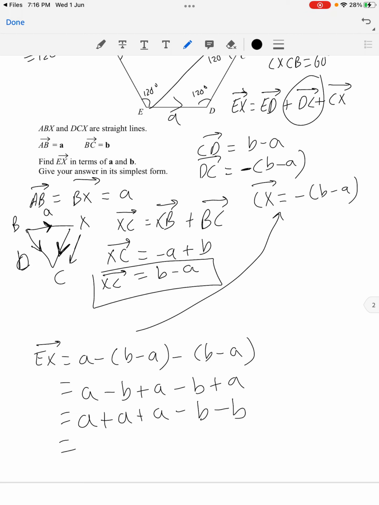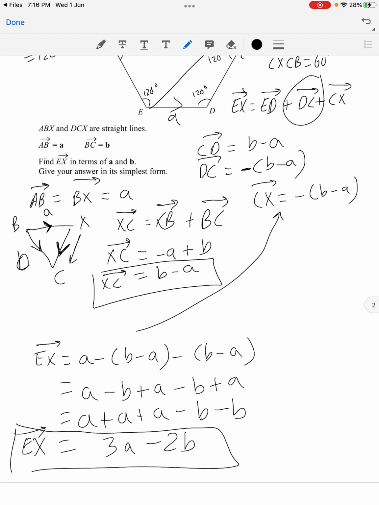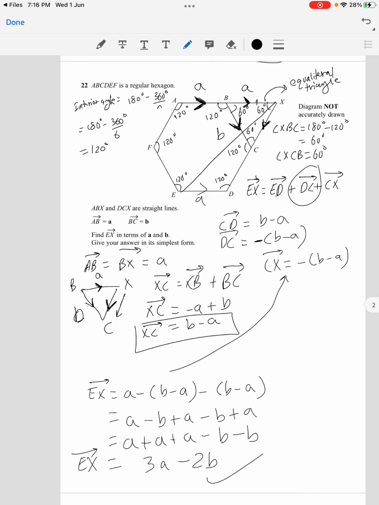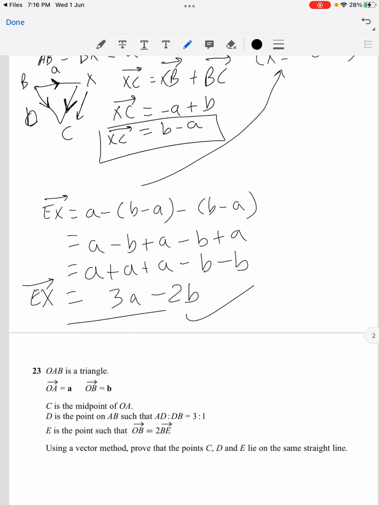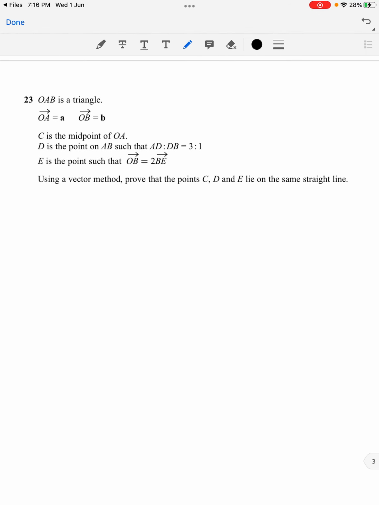Minus b minus b. So 3a minus 2b minus b minus b, that's minus a... sorry, minus 1 minus 1, that's minus 2b. So x is equivalent to 3a minus 2b. This is your answer for a good 4 marks. This is the question that you must know how to solve, okay? That's awesome. Alright, let's move on to the next question.